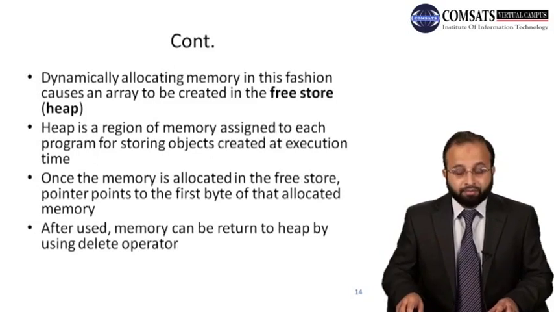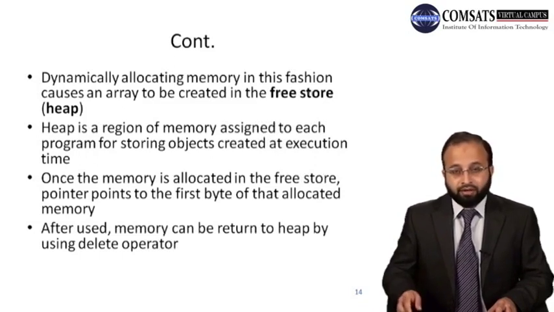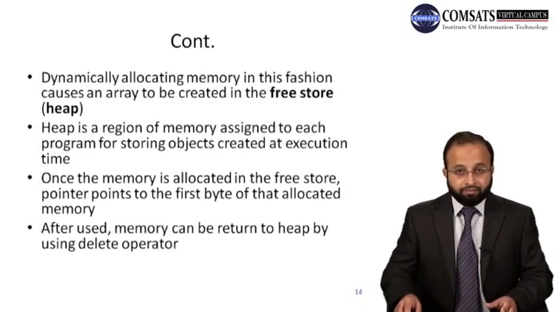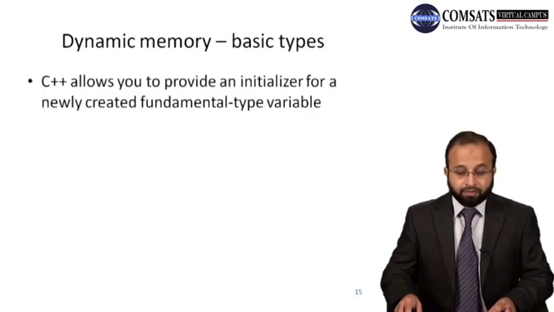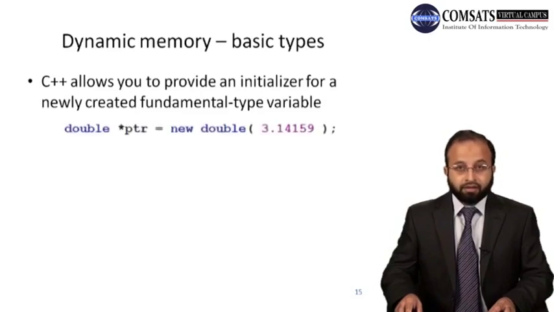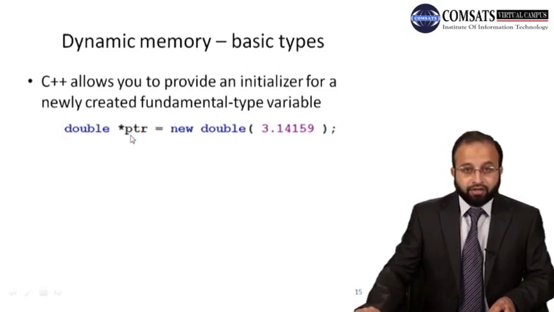So after using that memory location, this memory may be returned to the heap by using the delete operator. So the delete operator we can use to return that memory to the heap so that it can be used by any further program. Dynamic memory, let's see some of the basic types. So C++ allows you to provide an initializer for a newly created fundamental type variable. For example, we can allocate memory for a floating point value, and then we have a pointer that points to that memory location. Now this is the type of the pointer.